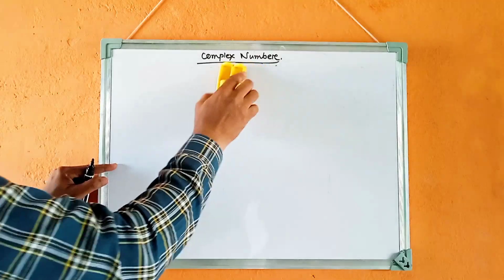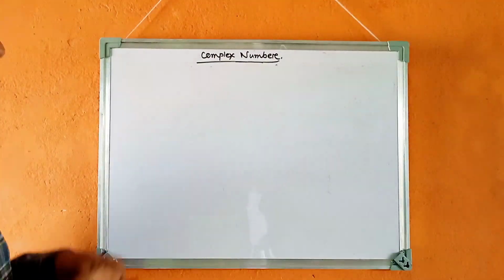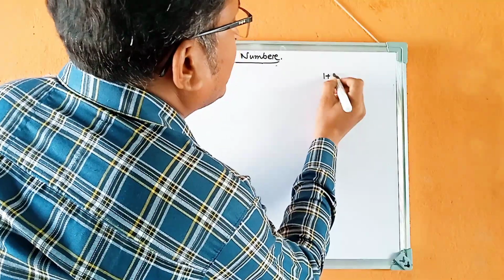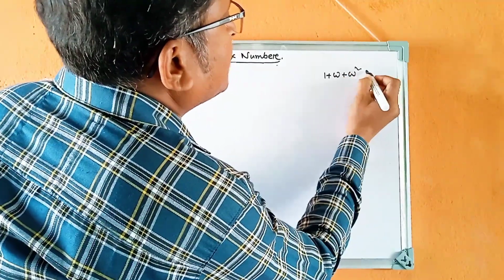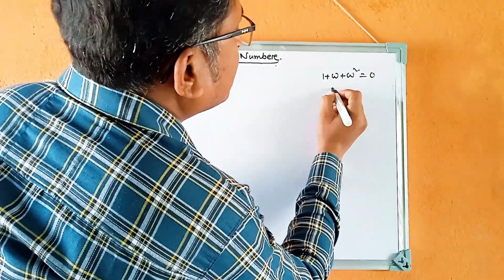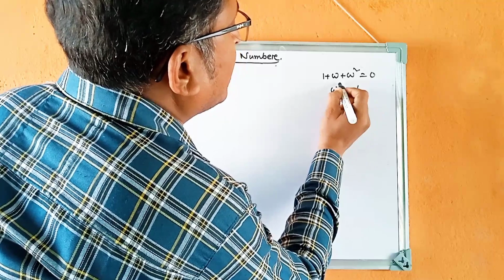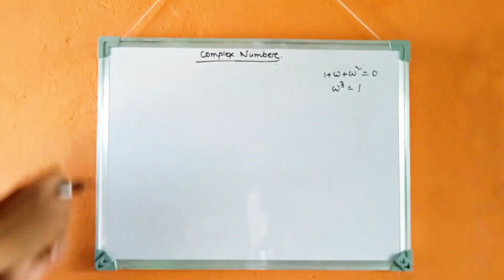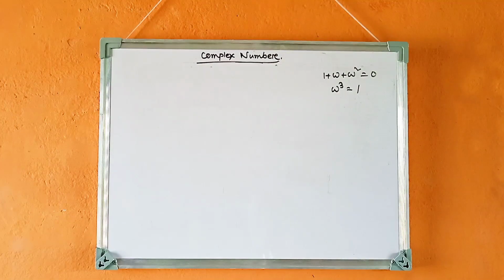So we write the two properties on the side. One is 1 plus omega plus omega square equals 0. Another one is omega cube equals 1. Now see sum number 1.